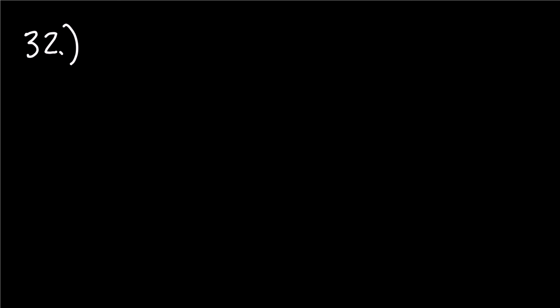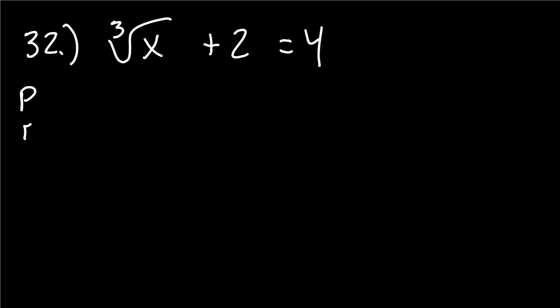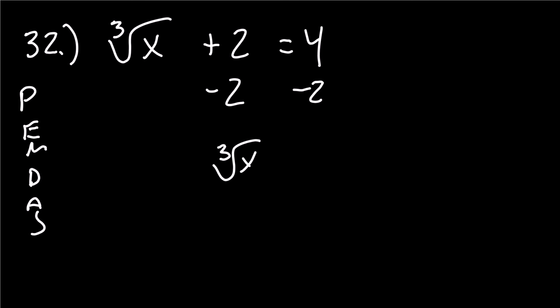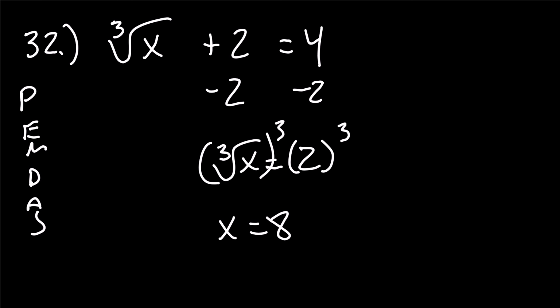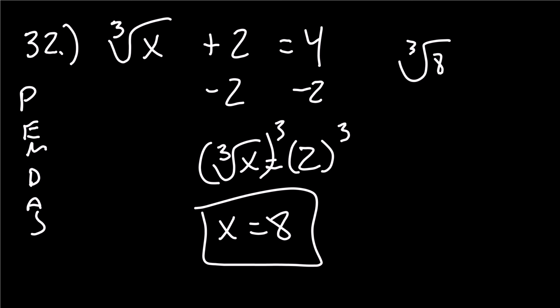Alright, 32, the book made a mistake, so I'm not even going to look at the book's work right away. First, I'm just going to do the problem all by itself. So I write my Pemdas Backwards. I see there's addition, so I subtract 2 from both sides. I get the cube root of x equals 2. I cube both sides. I get x equals 8. I plug it in. Does the cube root of 8 plus 2 equal 4?